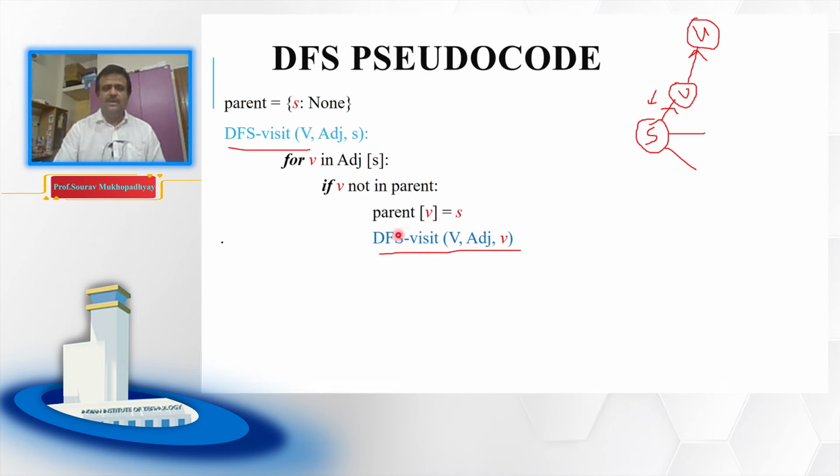Once we complete this, all the vertices which are reachable from S have been explored. And we have to be careful not to repeat a vertex which has already been seen. This is done by the parent pointer.